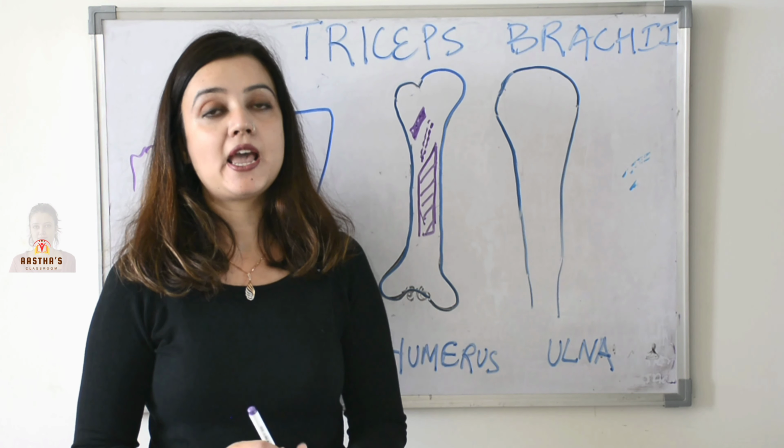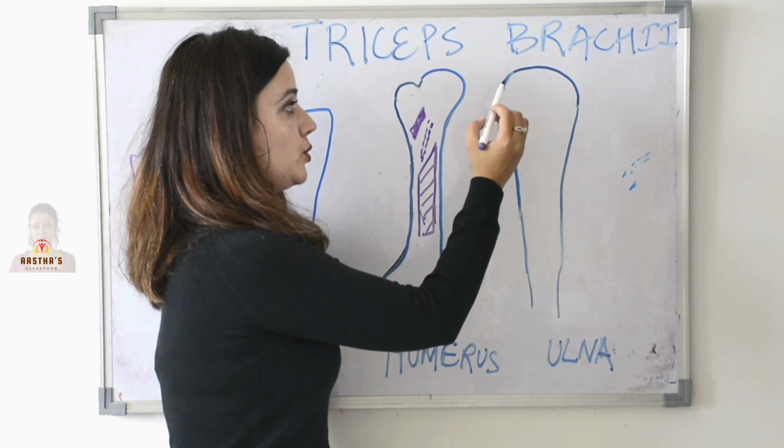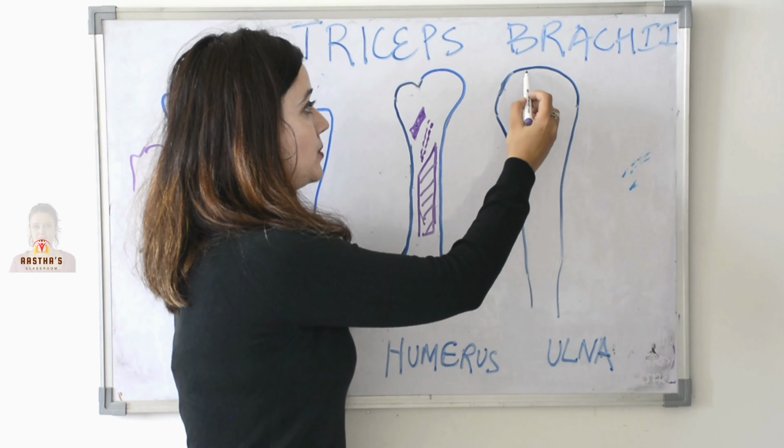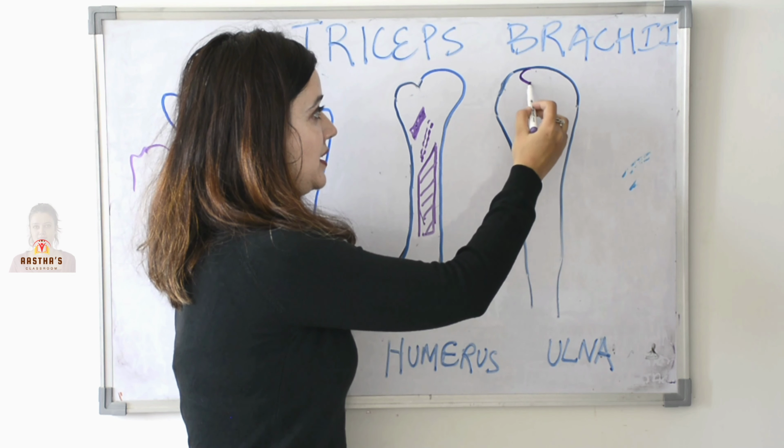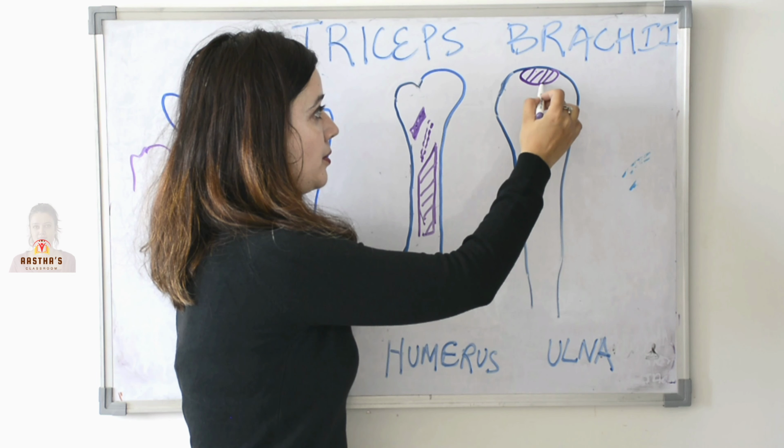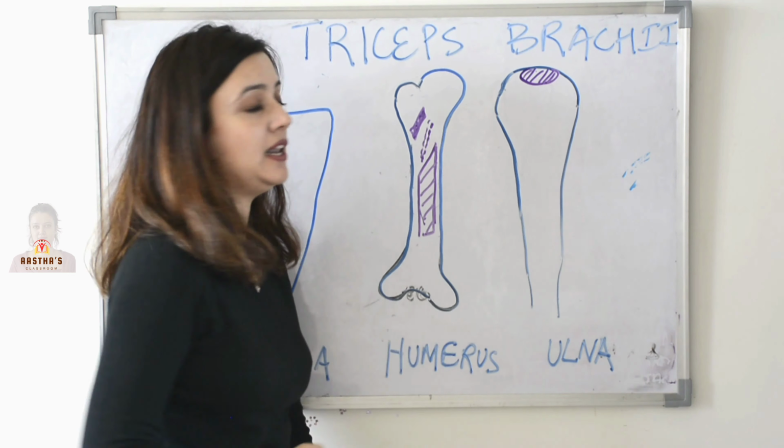Now all these muscles go and insert in the, this is the ulna and this is the posterior view of the ulna, where we can only see the olecranon process. So it inserts in the posterior surface, superior part of the olecranon process of ulna.